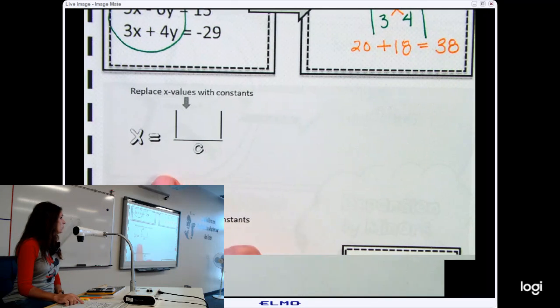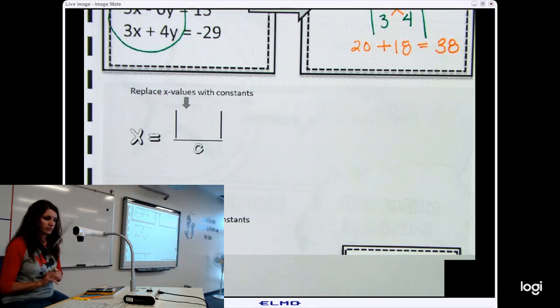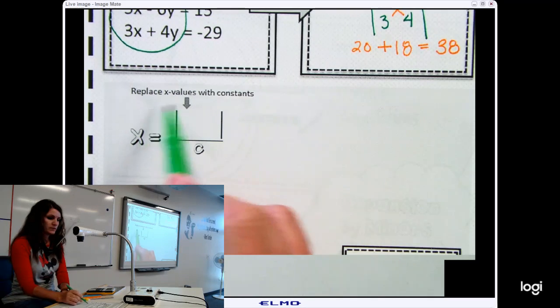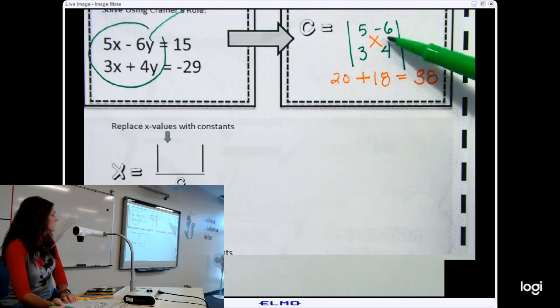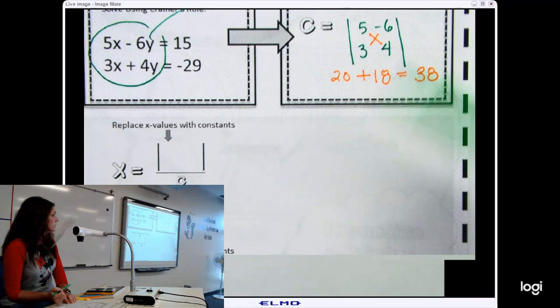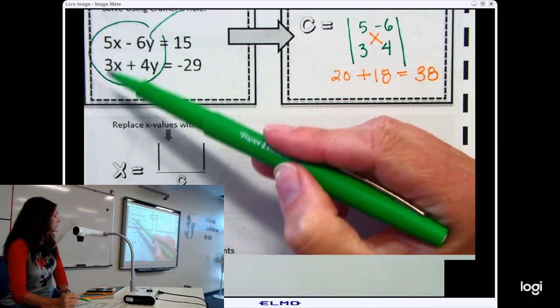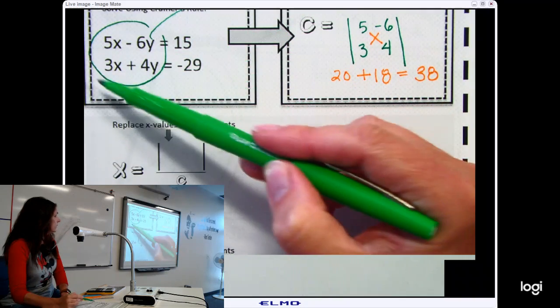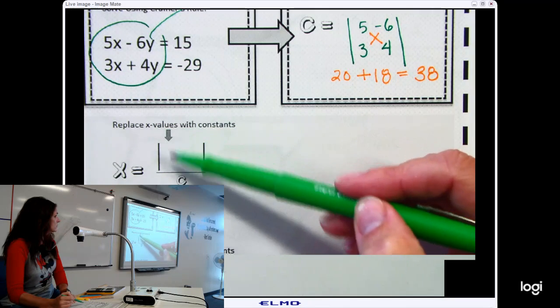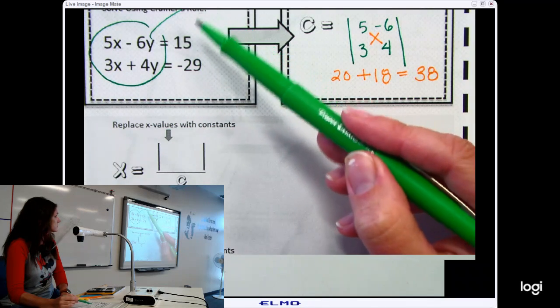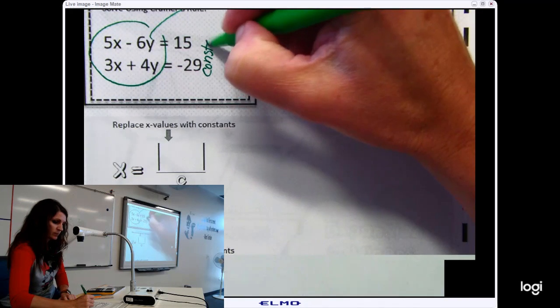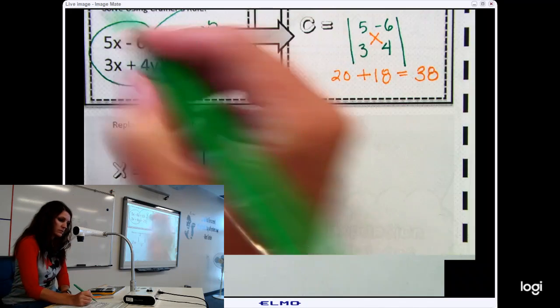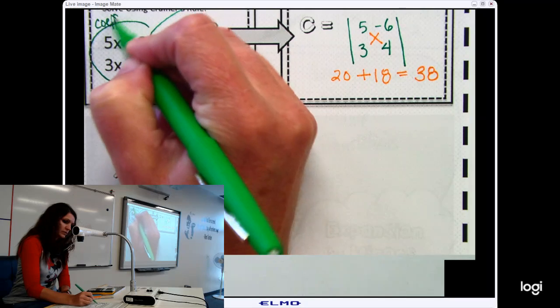So if I want to solve for x, this is what I do. It says replace the x values with constants. So I had this coefficient matrix up here, right? And that stemmed from these numbers. Here are my x numbers, and what does it say to replace them with? The constants. These are the constants. So I'll write that right here in case we have some confusion. Constants, coefficients.